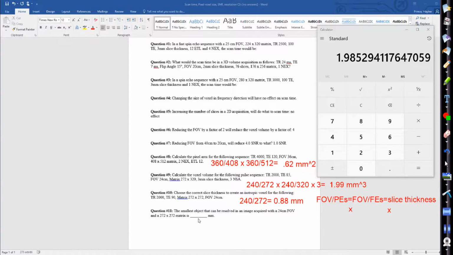All right, last one. The smallest object that can be resolved in an image acquired with these parameters. So the smallest object, just think pixel size. So these are just the different ways they're going to be wording it on the registry. So smallest object, once again, we just do the same calculation. So the answer should be the same because we have the same parameters. So it should be 0.88 millimeters, because we take the 240 divided by 272, which equals 0.88 millimeters.